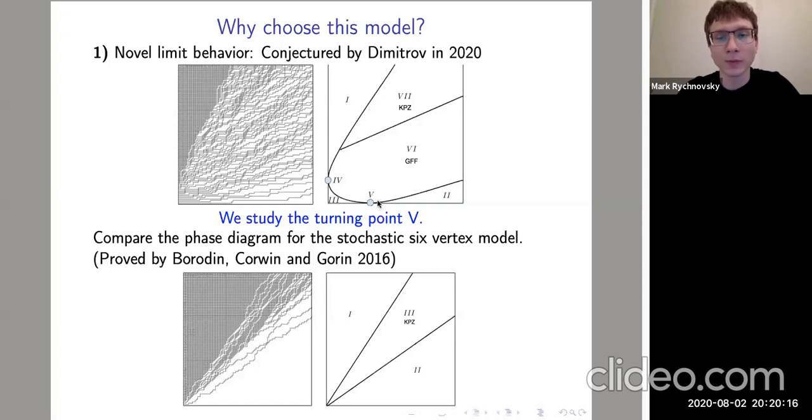What we do in this paper is to study the turning point 5. Note that these points 4 and 5 are singled out in the phase diagram. These are called turning points because they separate 2 different frozen regions. And we're going to confirm a natural guess for what happens at this turning point if you believe this phase diagram was correct. It's worth comparing this phase diagram to the simpler phase diagram for the t equals 0 case, which is the stochastic 6-vertex model. And this phase diagram at the bottom has been proved. It is not conjectural.